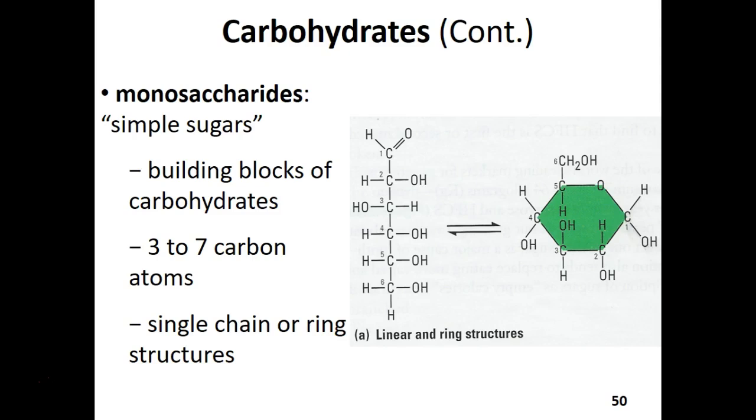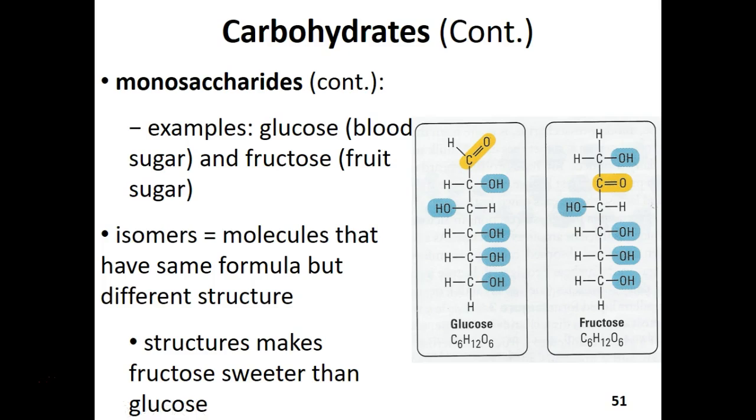So the smallest of your carbohydrates are your monosaccharides. These are the monomers that can make up larger polysaccharides. Monosaccharides have between 3 and 7 carbons, and they tend to form either rings or chains. So here are examples of monosaccharides. Glucose and fructose are both monosaccharides. Another monosaccharide is galactose. It's not shown here though.